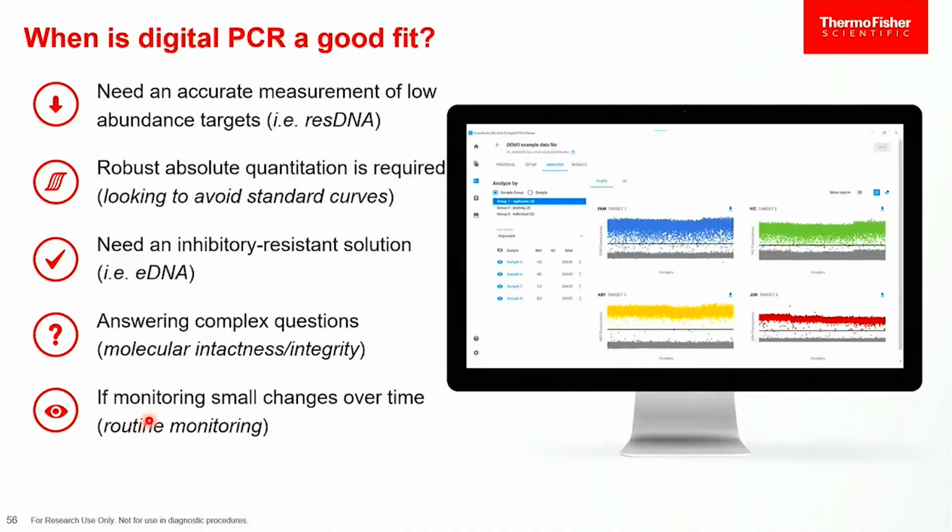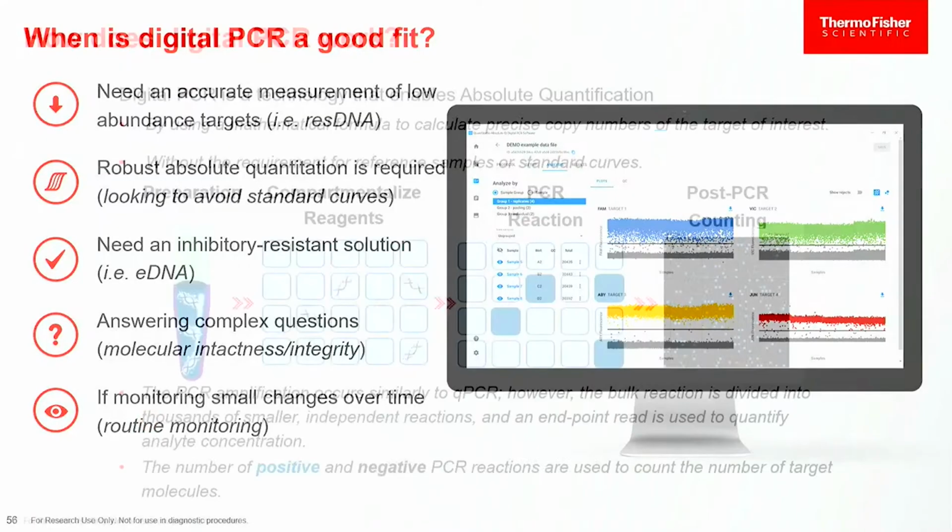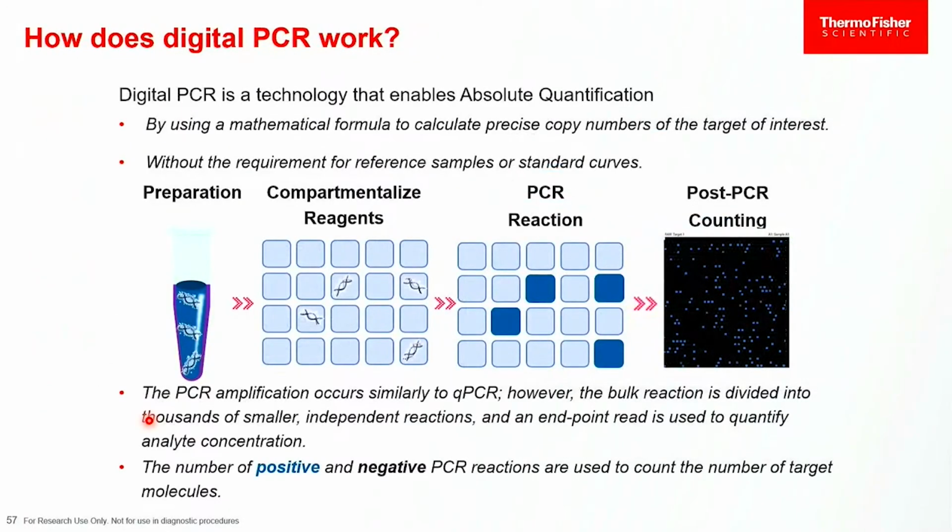So we now have access to a new kind of data that we didn't have before from qPCR. So that's, again, how they sort of work together. How does this actually happen? So in digital, if we compare this to qPCR, we make a bulk reaction, we put it in a tube, we put that tube on our instrument, and we amplify it.